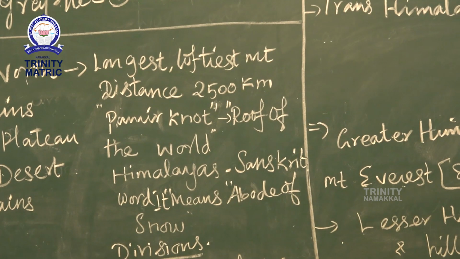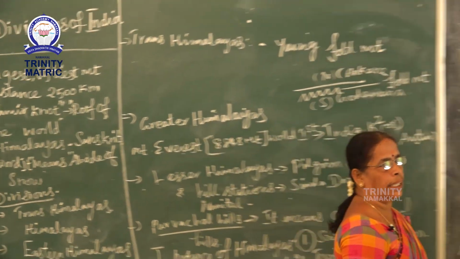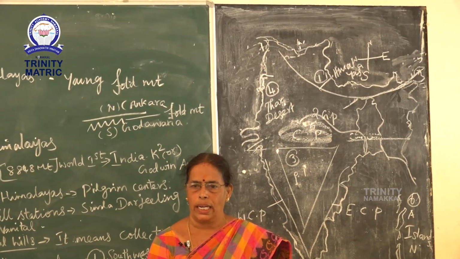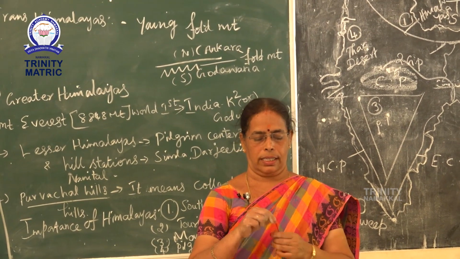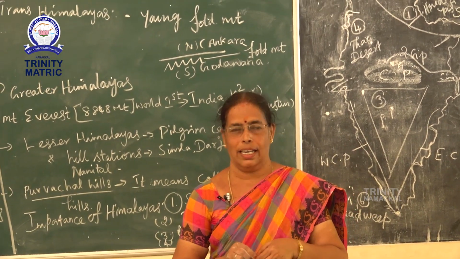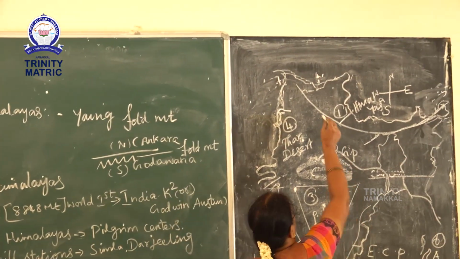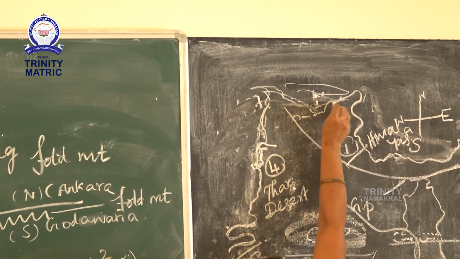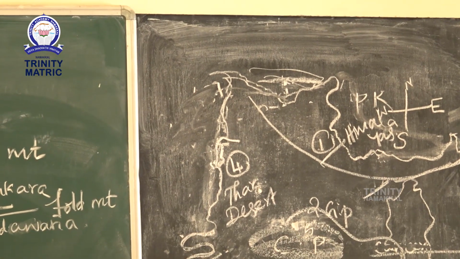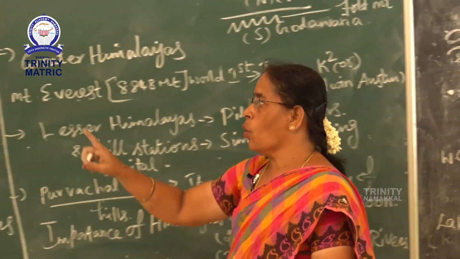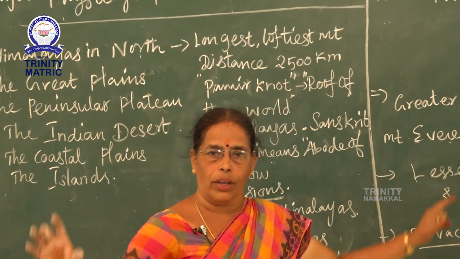2,500 kilometers. Then what is the main thing here? North. Do you understand what north is? Just like that, here only. That is north. This is the Pamir Knot. Do you understand? Yes, that is the Pamir Knot. What is this? The Pamir Knot is called the roof of the world.